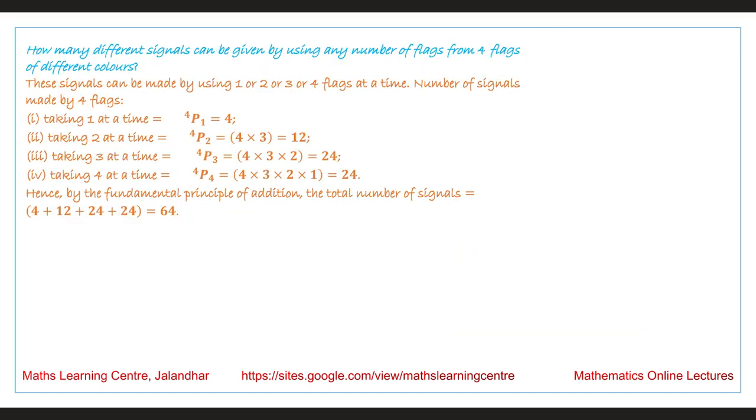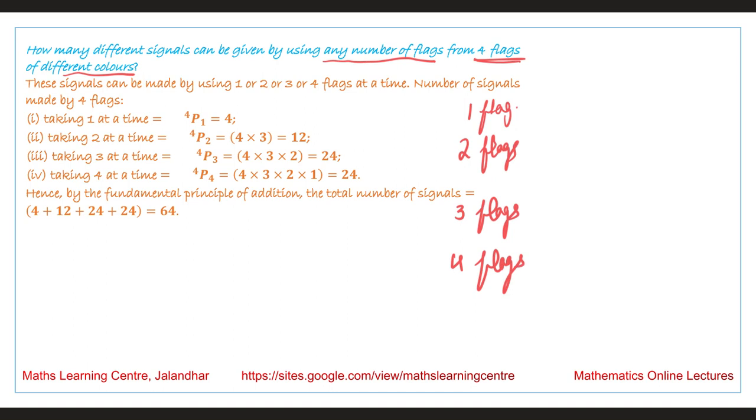Next is: how many different signals can be given by using any number of flags from 4 flags of different colors? Suppose one flag is chosen. Second, 2 flags are chosen, 3 flags are chosen, and 4 flags are chosen. When one flag is chosen, the total number of flags we have is 4, so we have 4P1, that is equal to 4.